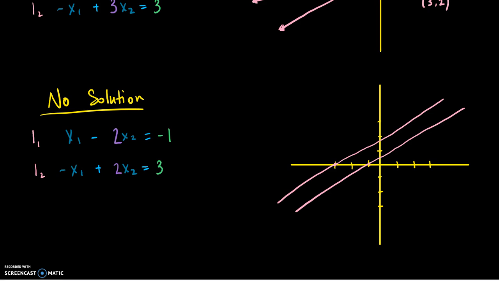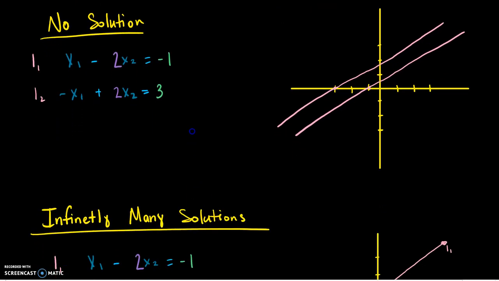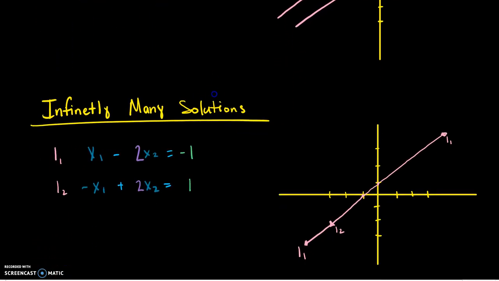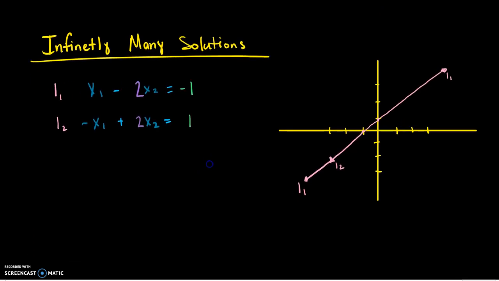And for our final possible solution outcome, we can have infinitely many. Now, this one's a little harder to visualize, but what infinitely many solutions means is that you have two equations that are on top of each other graphically. So this is kind of hard to see, but there is L1 right here, okay, and there is L2, and both of them are on this line right here. Both equations fall on this line.